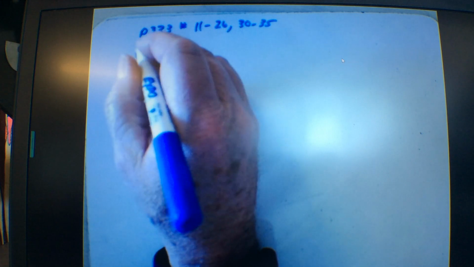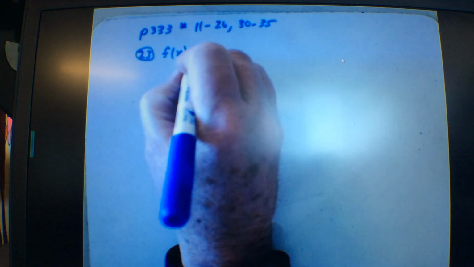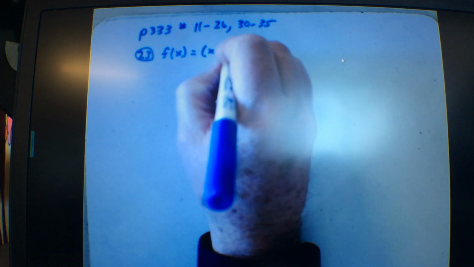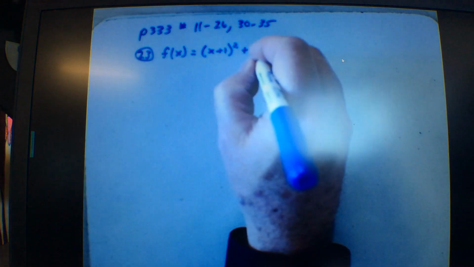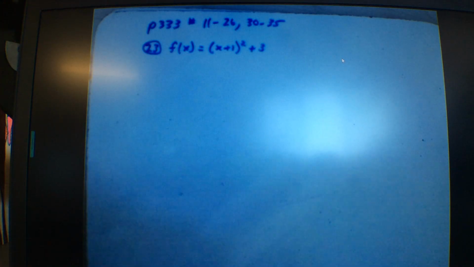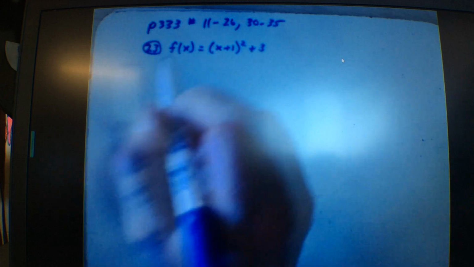On 11 through 14, we just switched the order of pairs around, correct? On 15 through 23, maybe we should look at 23. Okay. Number 23 looks like this. f of x equals (x plus 1) quantity squared plus 3, correct? What is that? Parabola. It says find the inverse of each function and then graph the function and its inverse, okay? I'm going to do this one.